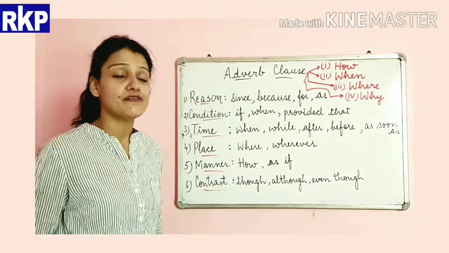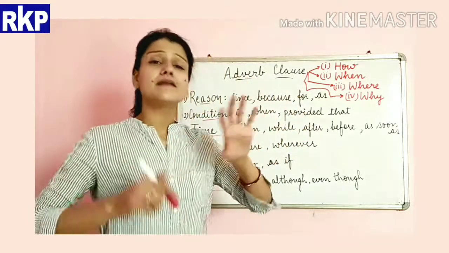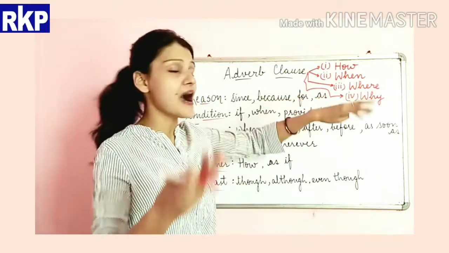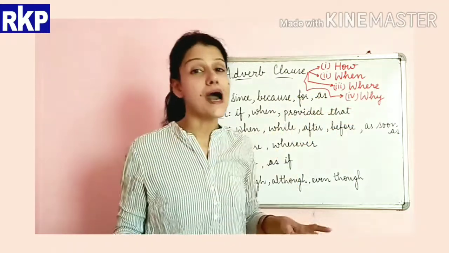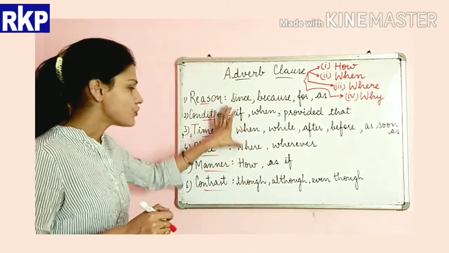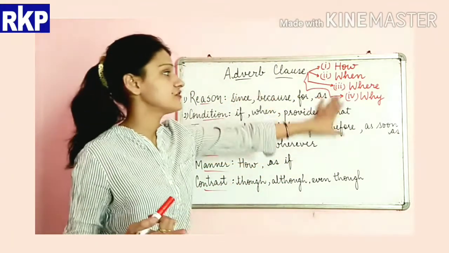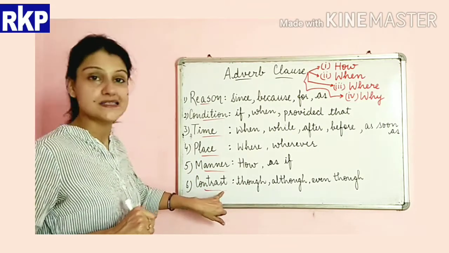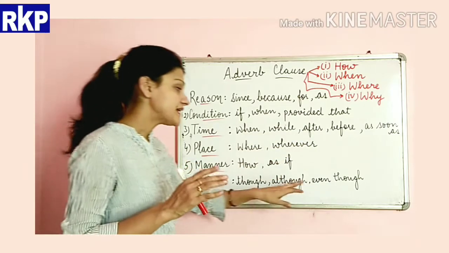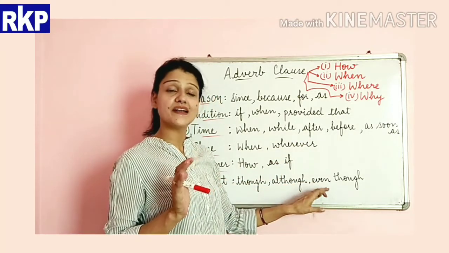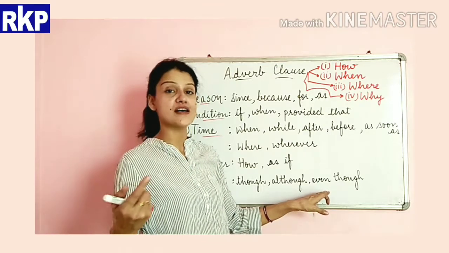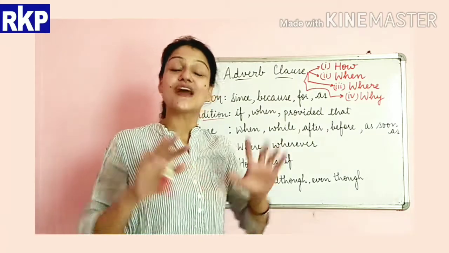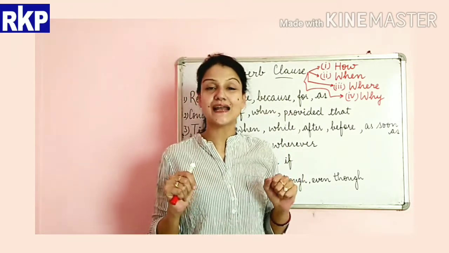Now there is one very important thing here. In most of the cases you will get the answer from these four questions: how, when, where and why. And all these conjunctions will give you the answer of these four questions. But here you have to be careful. Contrast: though, although, even though. When these subordinating conjunctions are used for contrast, you will not get the answer of these four questions. So now how to find out whether it is an adverb clause or not?